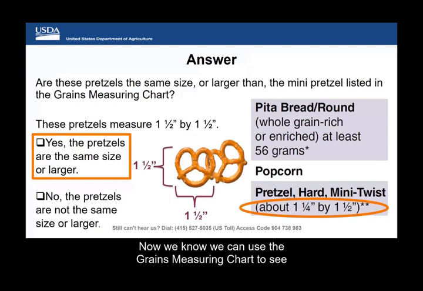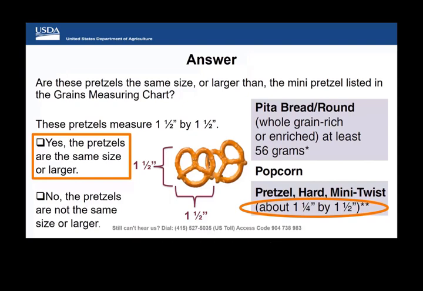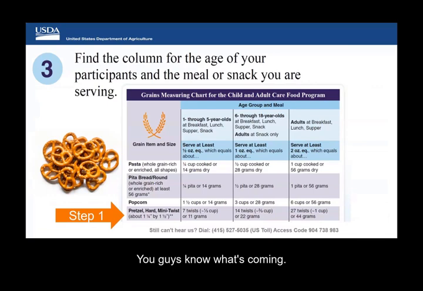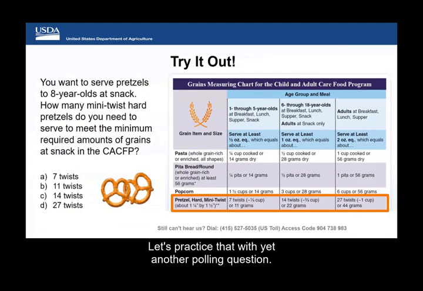Now, we know we can use the grains measuring chart to see how many pretzels to serve. So now that we know we can use the grains measuring chart with this pretzel, our last step is to find the column for the age of your participants in the meal or snack you are serving. So, you guys know what's coming. Let's practice that with yet another polling question.